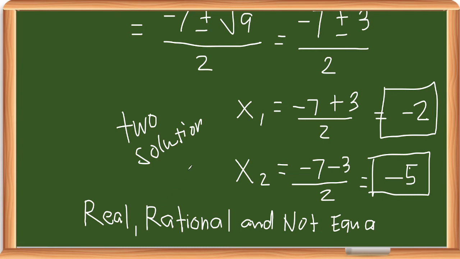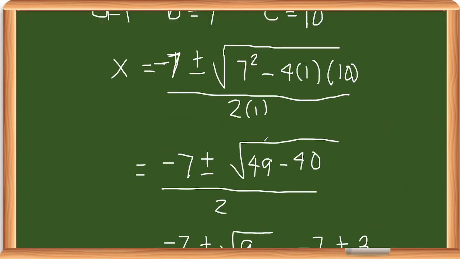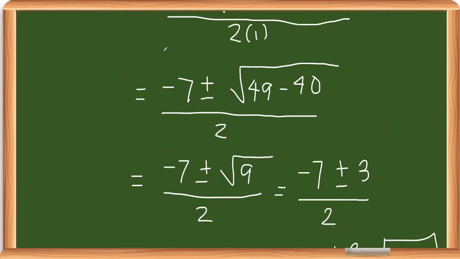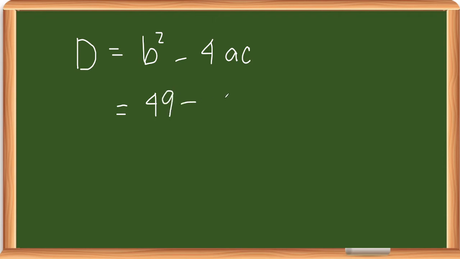Kung mapapansin ninyo, kung kukunin natin yung discriminant, we have the square root of 9. Yung D dito sa number 2, which is b squared minus 4ac, is equal to 9. B squared is 49, at ito naman yung 4ac mo naging 40. That's why it is equal to 9.